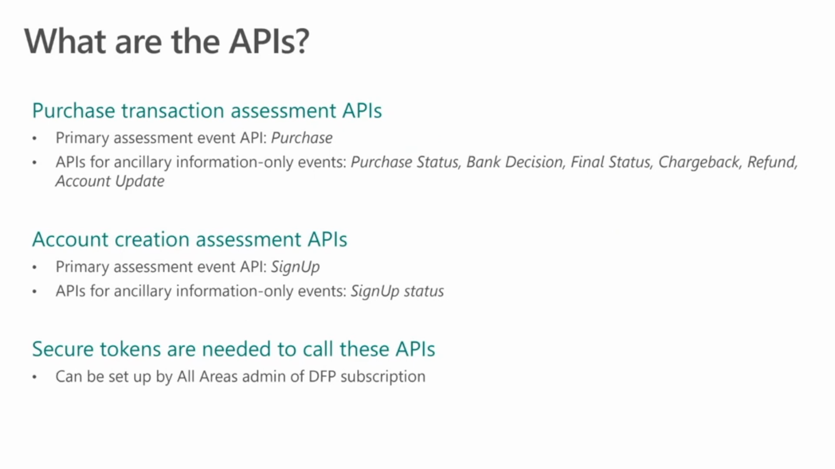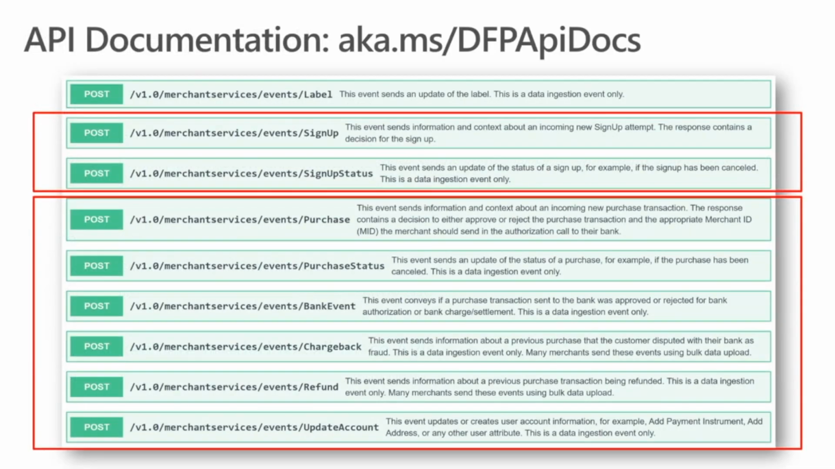The other APIs are ancillary and they help train the machine learning models. For example, in purchase transaction assessment, information like purchase status, bank decision, final status, etc., provide more context around the transaction and make the models better. For example, purchase status event sends an update of the status, whether successful or cancelled. Bank event status tells whether the bank approved or rejected the bank authorization. All the APIs' documentation is on docs.